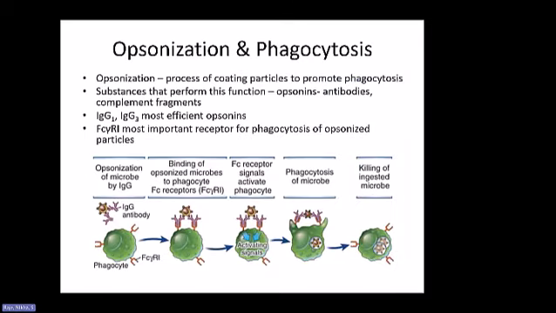Let's talk about opsonization and phagocytosis. We know opsonize means to decorate, which means to kind of tag that bug so that it's ready for phagocytosis, right, to be consumed by the phagocytes. So it's a process of coating the particles to promote phagocytosis. The substances that perform this function are called opsonins, and that can be antibodies or complement fragments. The best opsonins in terms of antibodies are IgG1 and IgG3.